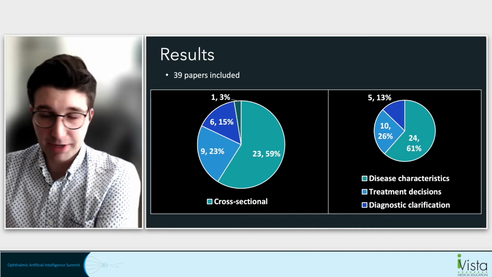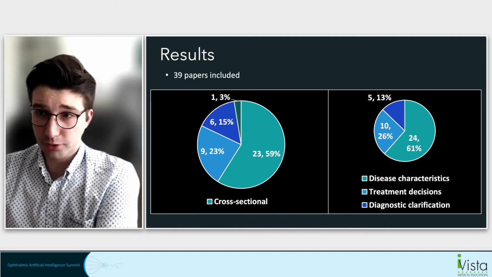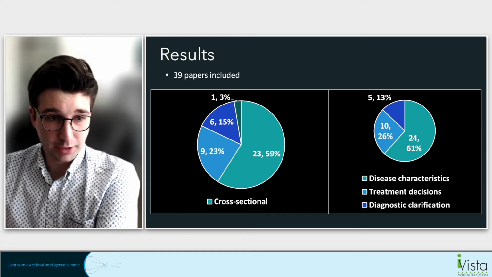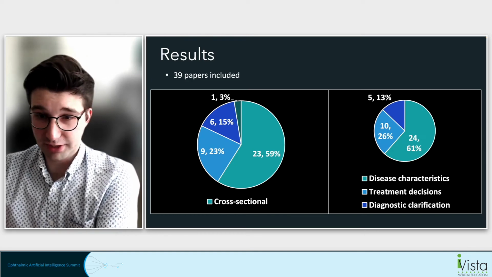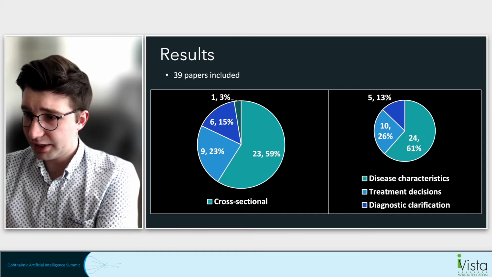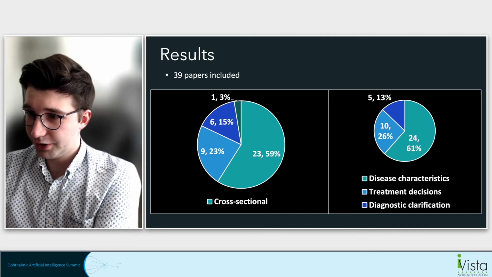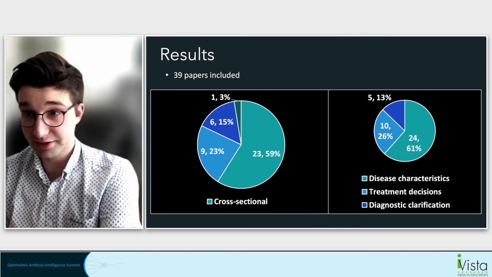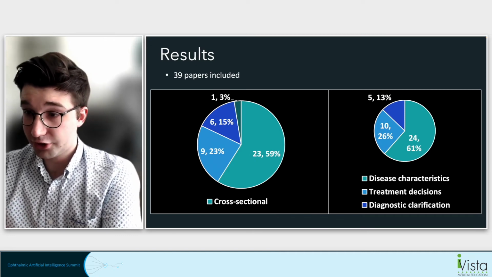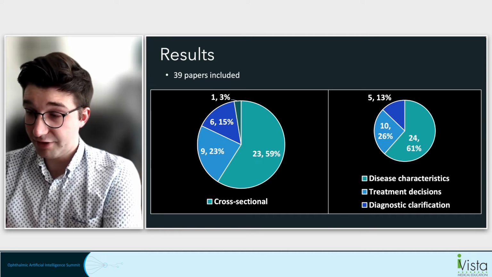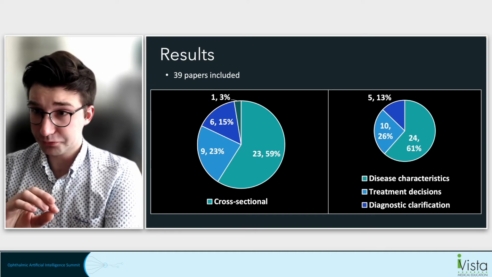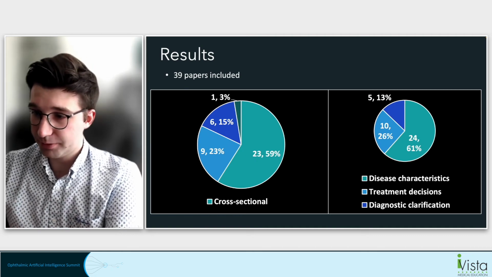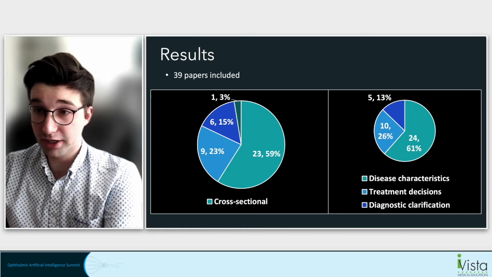So of our 39 papers included, the majority of them were cross-sectional papers, 23, followed by prospective cohort studies and retrospective cohort studies. We sort of classified the papers based on their objectives. So the identifying characteristics papers explored biomarkers with the intention of exploring pathogenic mechanisms of glaucoma. Studies classified under diagnostic clarification sought to identify biomarkers that could really develop an accurate predictive model. And finally, the treatment decision papers, classification of biomarkers were used to guide selection of treatment options or predict outcomes following treatments.